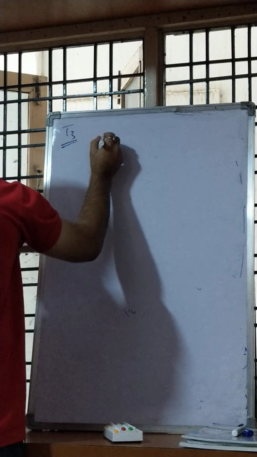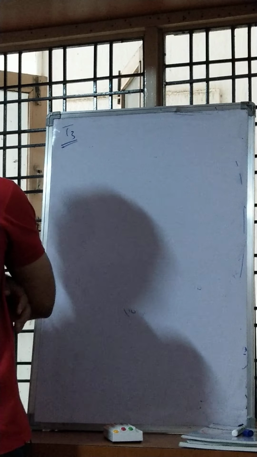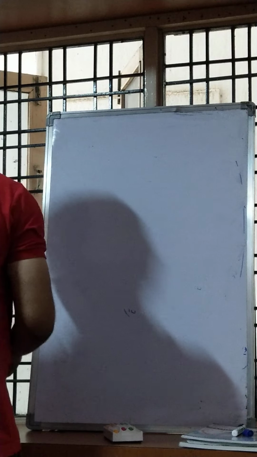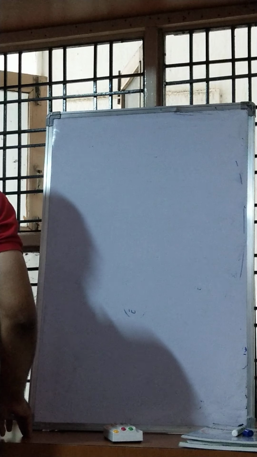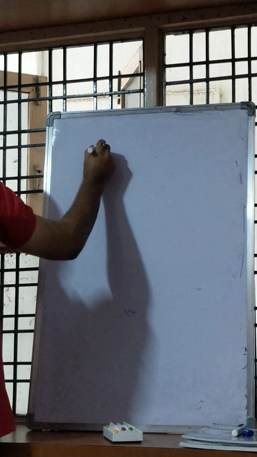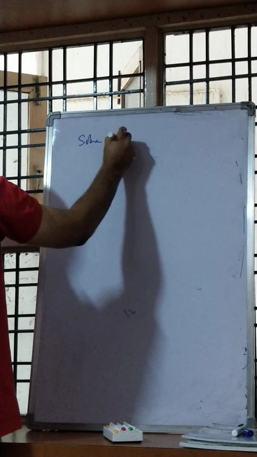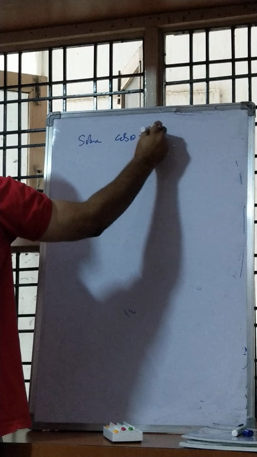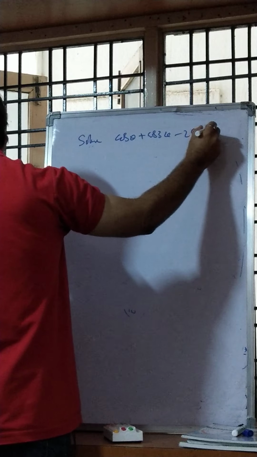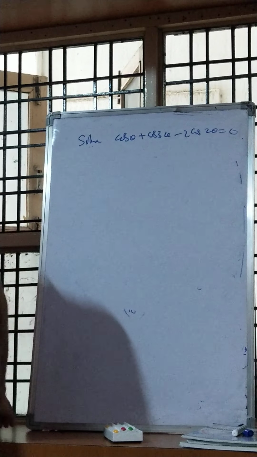In type 3, the general solution of, in type 2 only I have taken those related to cos. Okay, before going to type 3, let us do 1 or 2 problems based on this. We'll do one more problem based on this one. See here, suppose he has given like this: solve cos theta, cos 3 theta minus 2 cos 2 theta is equal to 0.